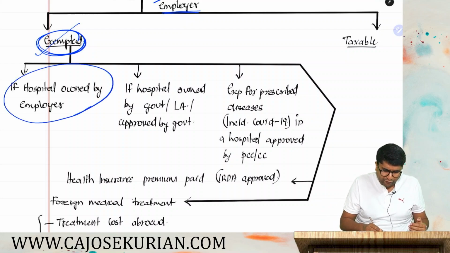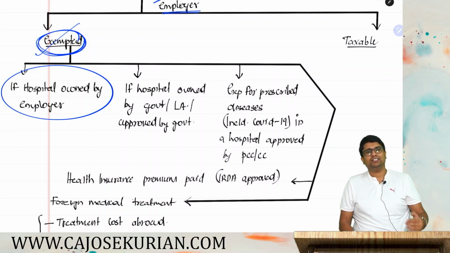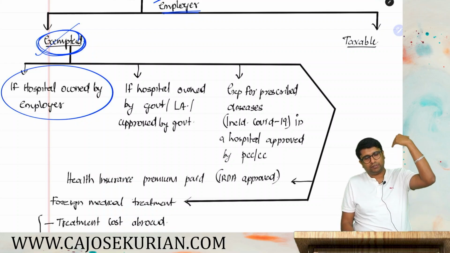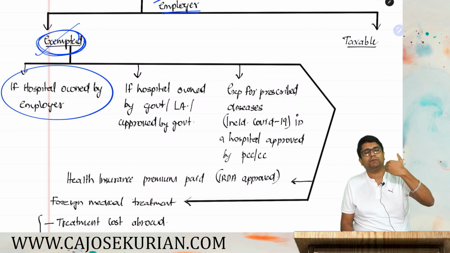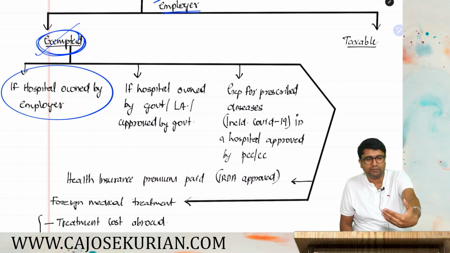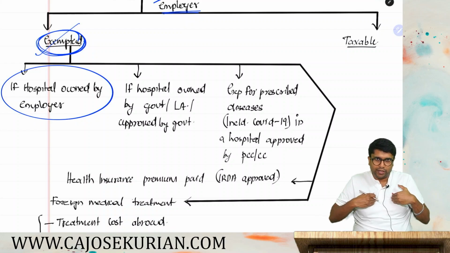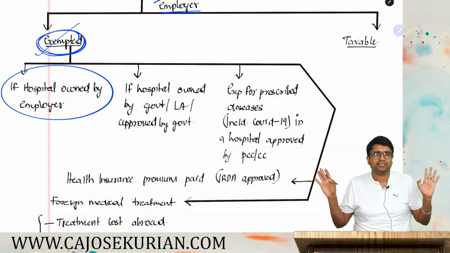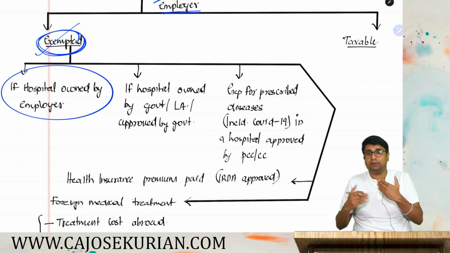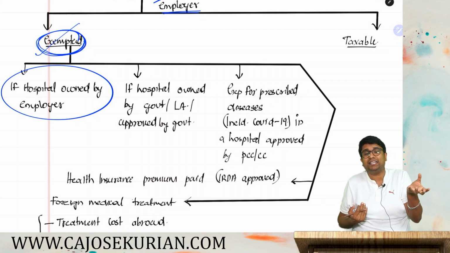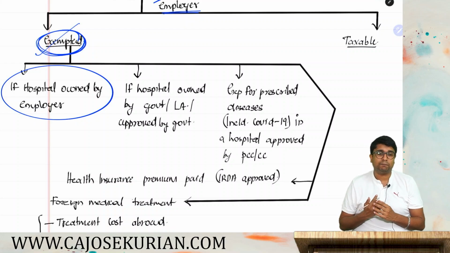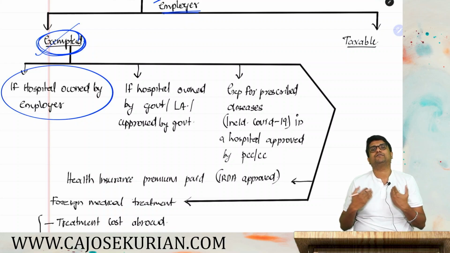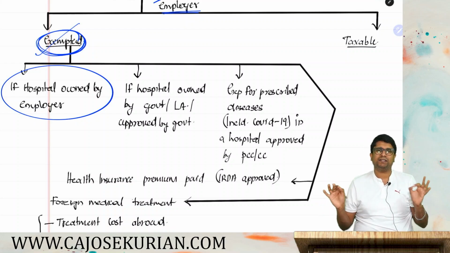Number one, a hospital owned by the employer. So the employer himself has a hospital. He is giving free treatment for the employee. All the employees of the respective company can enjoy free treatment from that respective hospital. So the employer provides free treatment from his own hospital. Nothing shall be taxable in the hands of the employee, even though the employee is getting a personal benefit, because you don't have to spend any penny for the medical treatment of yourself or for your family members. But still, the department says nothing shall be taxable.